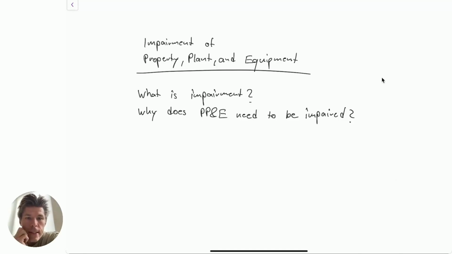Today we look at impairment testing for property, plant and equipment. I will be doing another video to show you which types of assets are impaired, which are not, which are amortized, which are not, to provide you a better overview. But let's focus briefly on the example of PP&E.